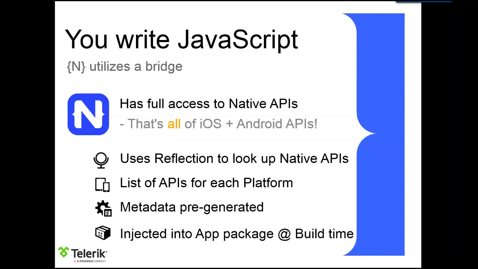So what we do is, the list of APIs for each platform's metadata is pre-generated, and then we inject it into your app package at build time itself. That means at runtime, I'm not doing pure reflection. Rather, I'm just looking through my cache to see what the label is in Android and what the label is in iOS, and then we have already kept that metadata saying, in Android it is java dot whatever, com dot lang dot string, or all those things.